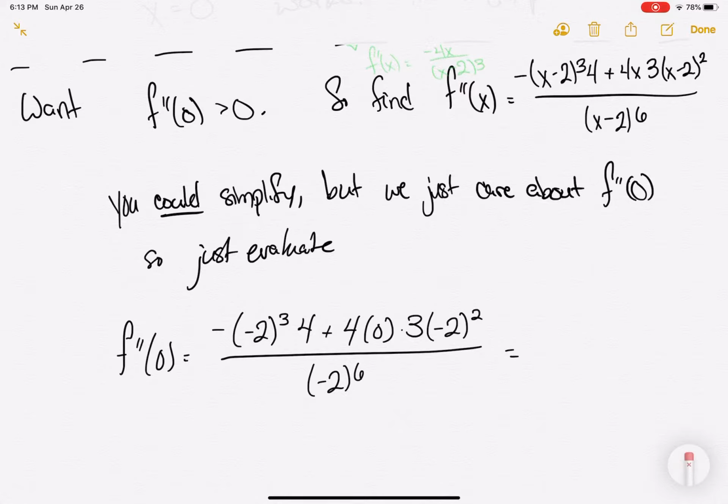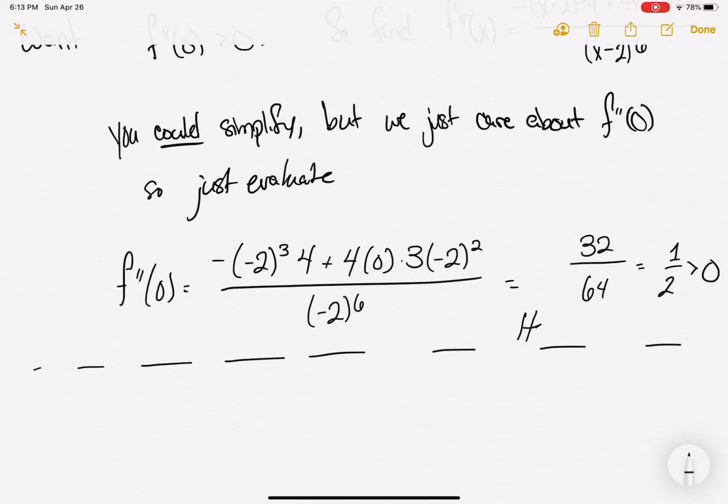So negative 2 cubed is positive 8, so this is a 32 on top, and I believe that's 64 on the bottom. Let me do that quick in my head. 8, 16, 32, 64. Yeah, 64. So this is 1/2, and that's certainly positive.